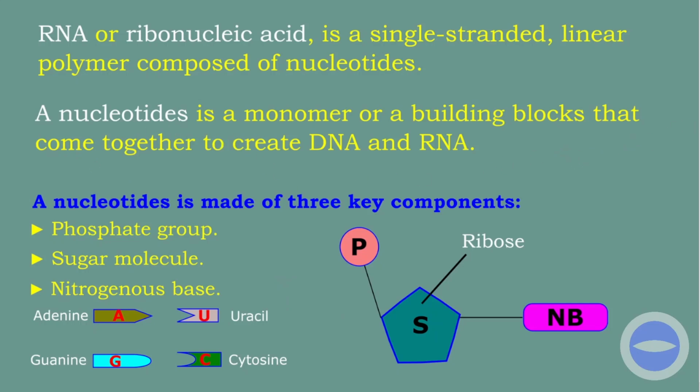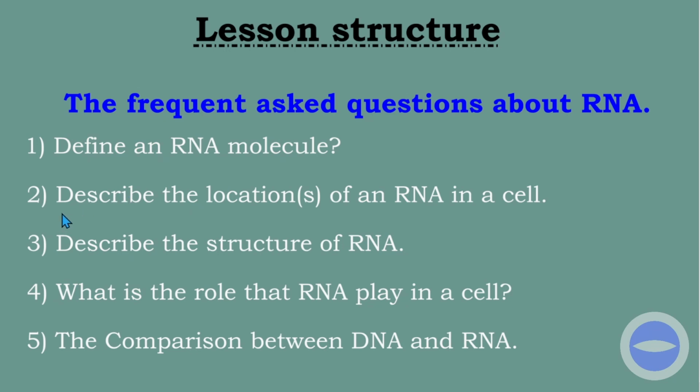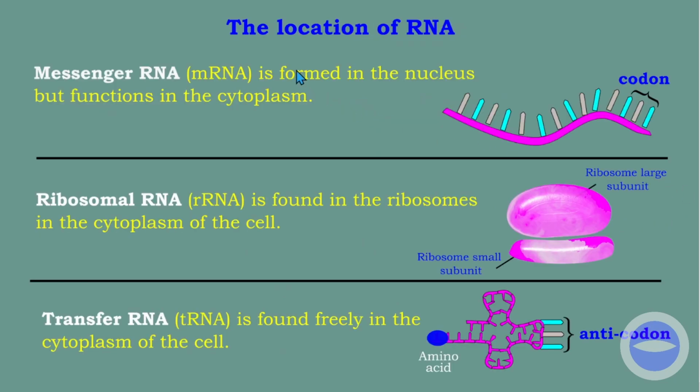Going back to our lesson structure: describe the locations of an RNA in a cell. We have 3 types of RNAs. We have messenger RNA, which is mRNA. mRNA is formed in the nucleus, but it functions in the cytoplasm. This is the simple structure of an mRNA. We need to know that 3 adjacent nucleotides of an mRNA are called codons. This is very important. You must know that it is formed in a nucleus and then functions in a cytoplasm.